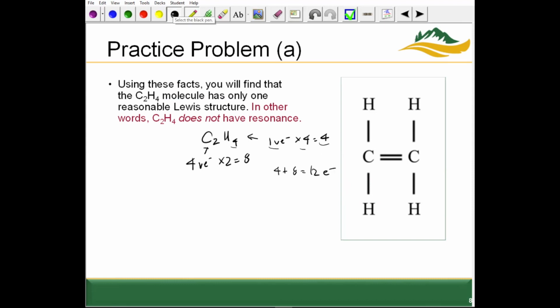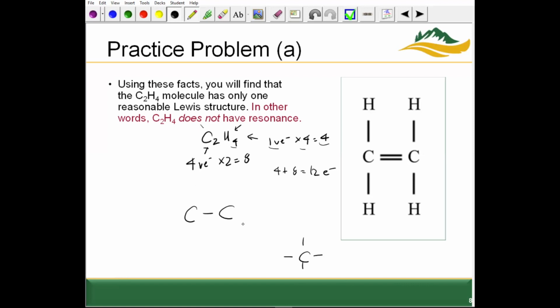In drawing the skeleton for C2H4, we learned in the last part of chapter 9 that hydrogen will never be in the middle. That means that carbon has to be in the middle. So we can at least start with this. Then we also learned that carbon wants to form 4 bonds.